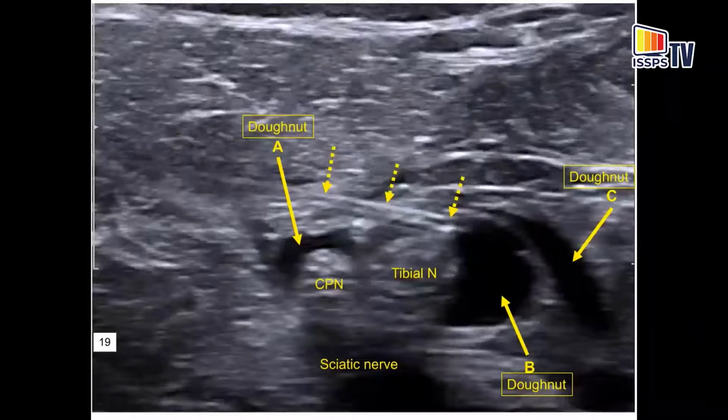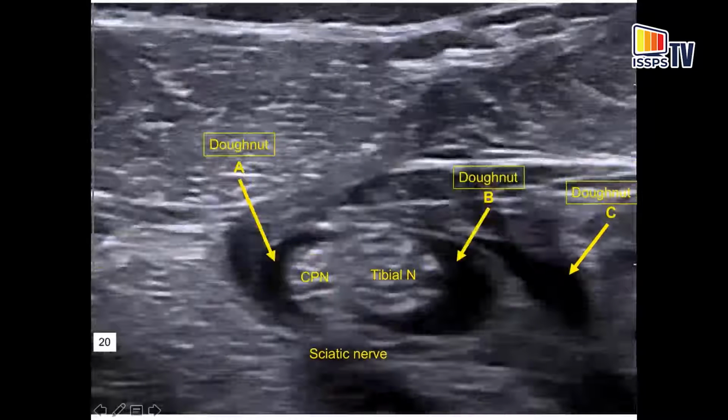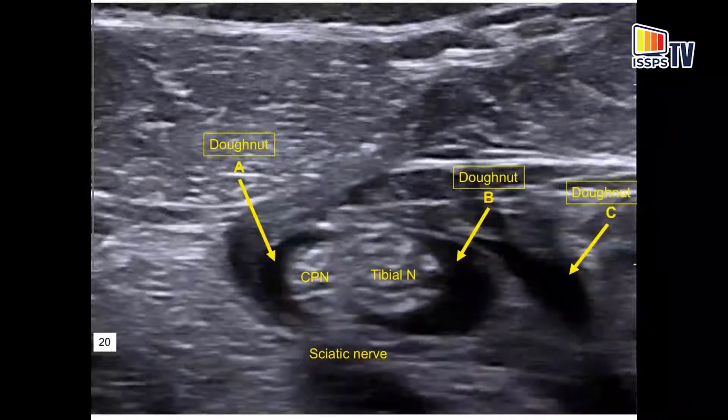Here, a donut sign was found, a partial donut in A surrounding the sciatic nerve at the common peroneal border, and another two partial concentric donuts surrounding at the tibial in B and C. What's more, we found a donut seen as a partial concentric donut surrounding the sciatic nerve in A, B, and C.